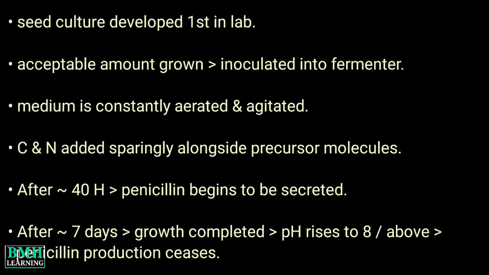Carbon and nitrogen are added sparingly alongside precursor molecules for penicillin, fed batch style. After about 40 hours, penicillin begins to be secreted by the fungus. After about 7 days, growth is completed. The pH rises to 8.0 or above, and penicillin production ceases.